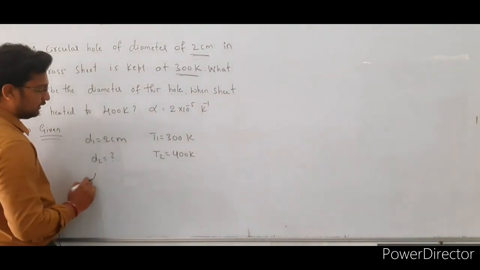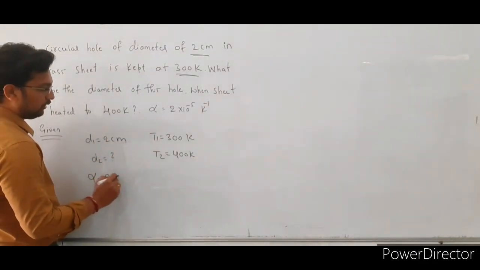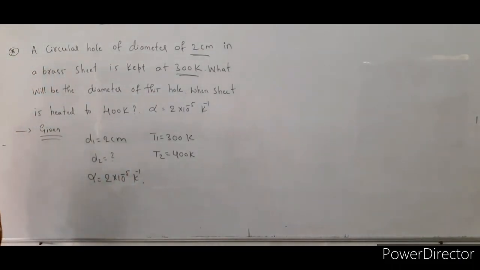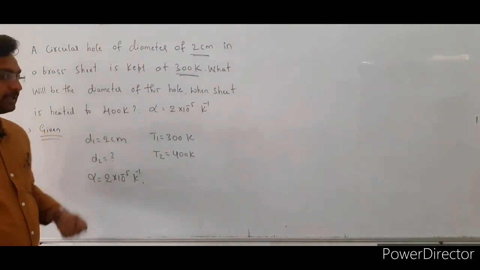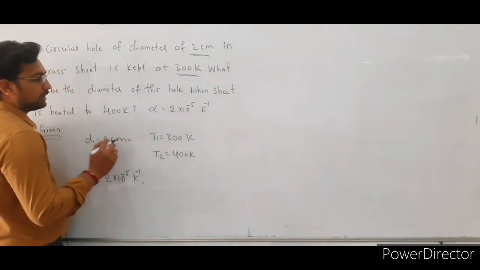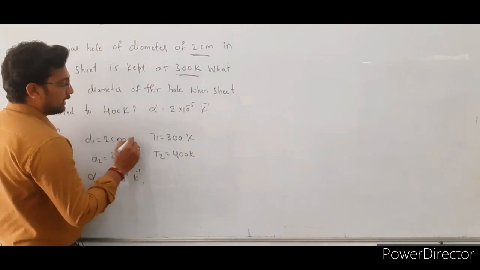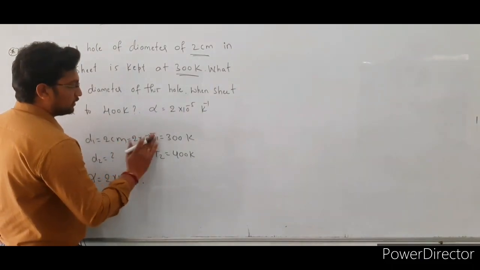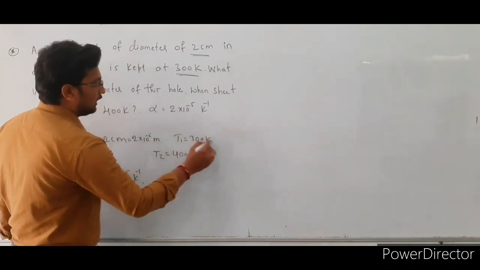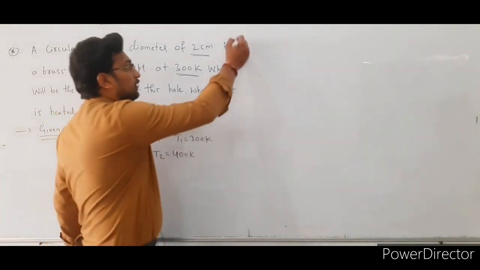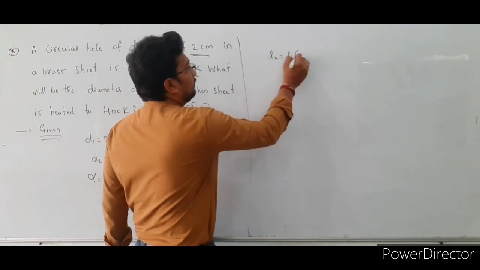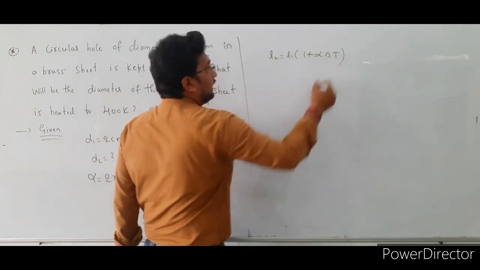And here the alpha value is given, that alpha is equal to 2 into 10 to the power of minus 5 per Kelvin. So in this case they have given the alpha value in terms of the SI system. So we are converting this diameter into the SI system. So this 2 centimeter converts into meter, that is 2 into 10 to the power of minus 2 meter, and T1 is equal to 300 Kelvin. Okay. So already we know the formula to calculate the final length, that is L2 is equal to L1 bracket of 1 plus alpha into delta T.